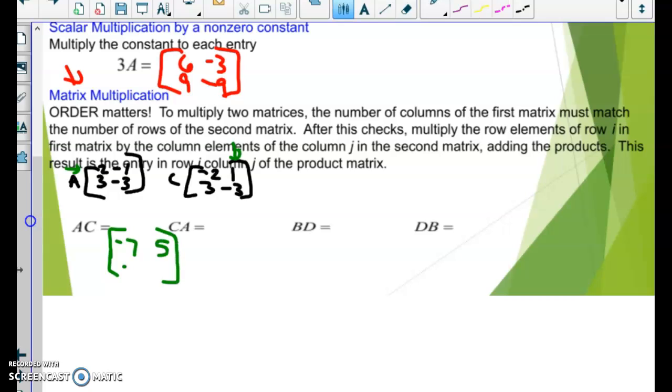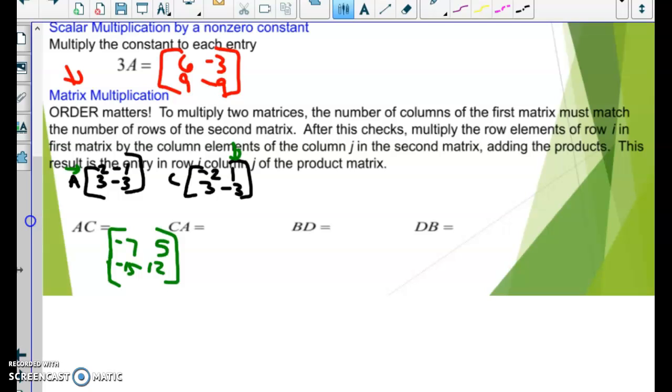Now this element down here is going to be row 2 times column 1. So I go 3 times negative 2 is negative 6. And then negative 3 times 3 is negative 9. So I get a negative 15 for that position. And the last one, row 2 times column 2, I get 3 plus 9 gives me 12. And so there is my A times C.